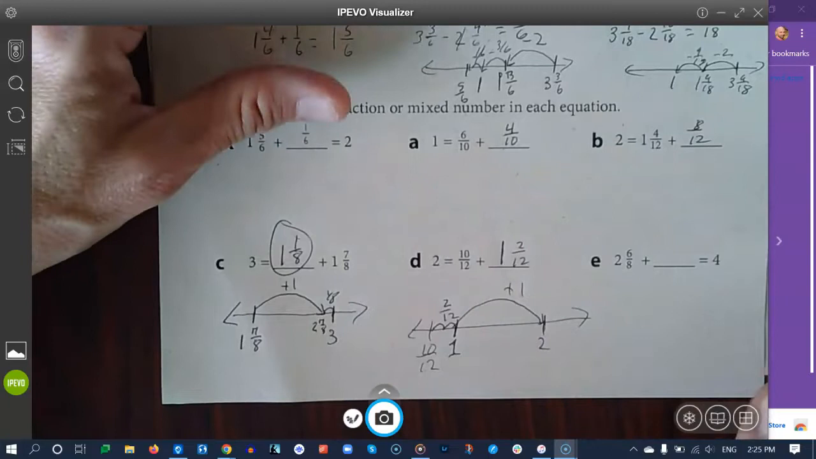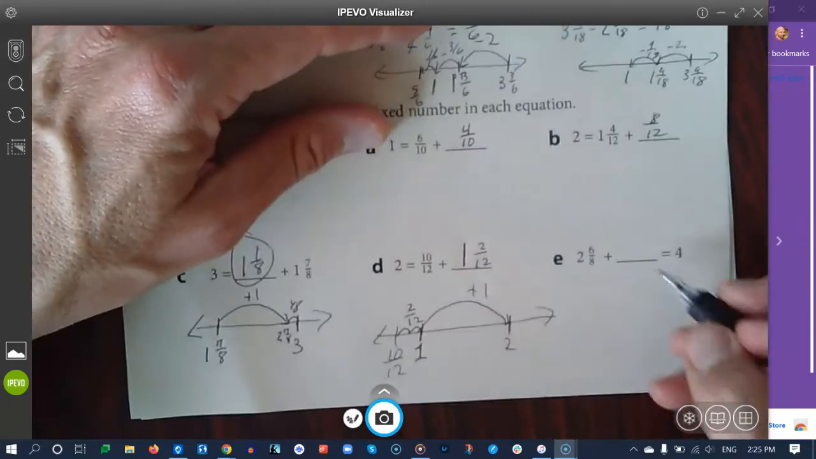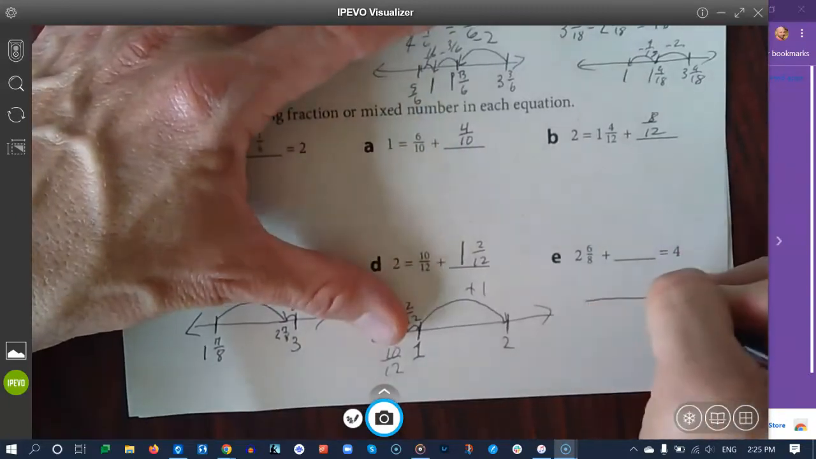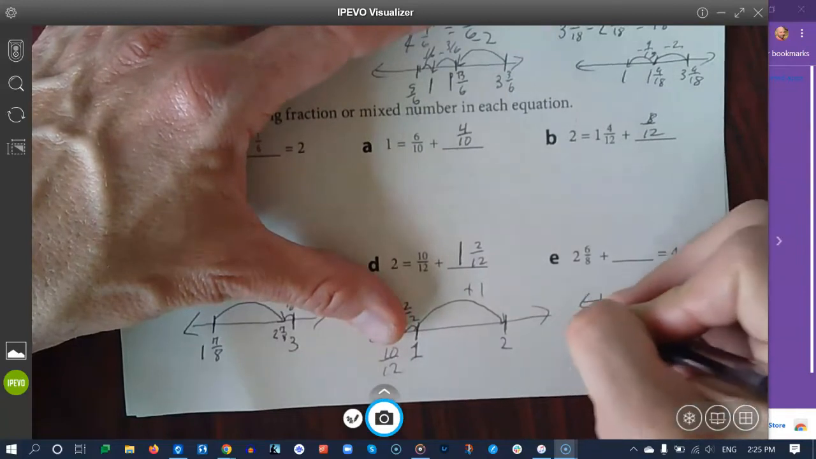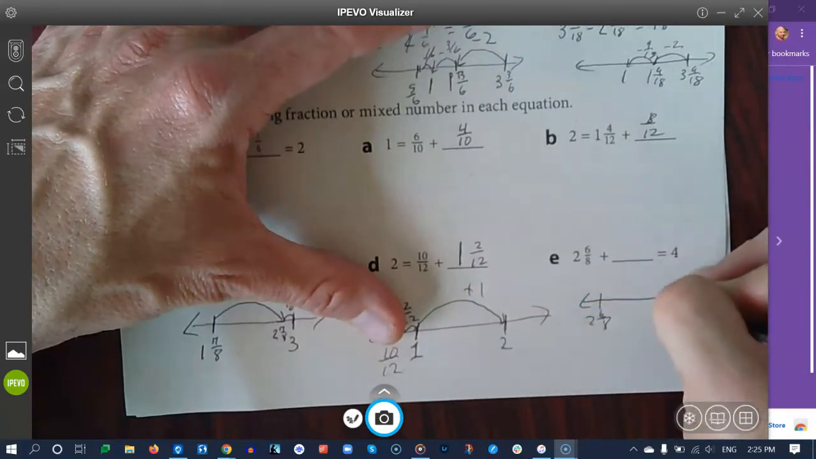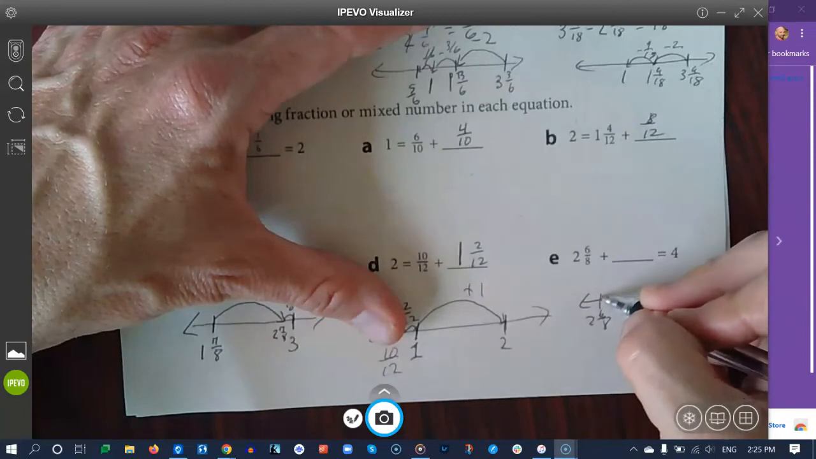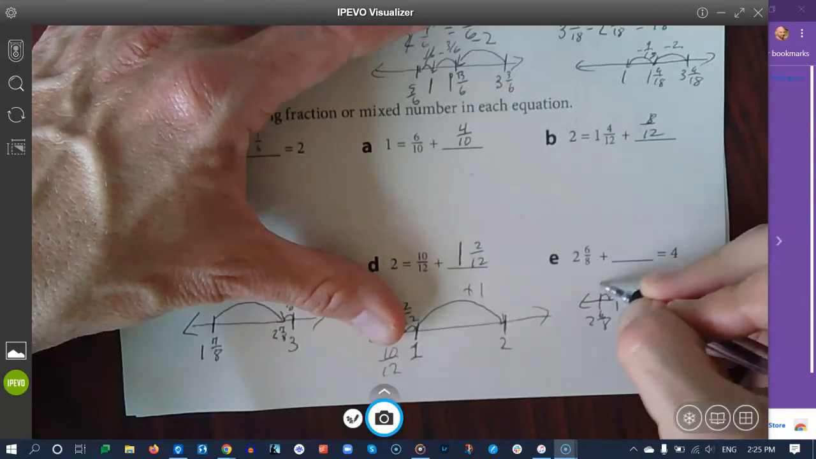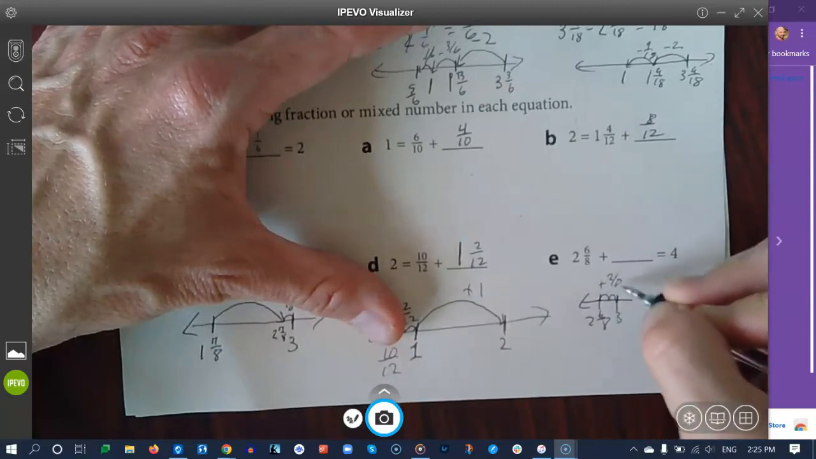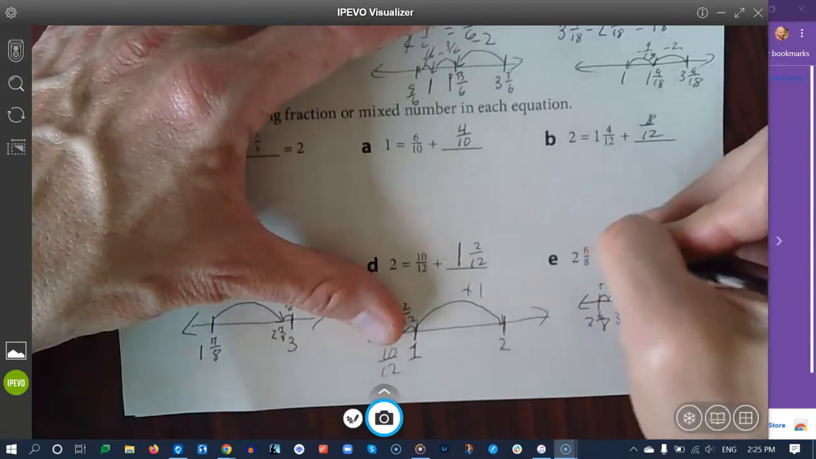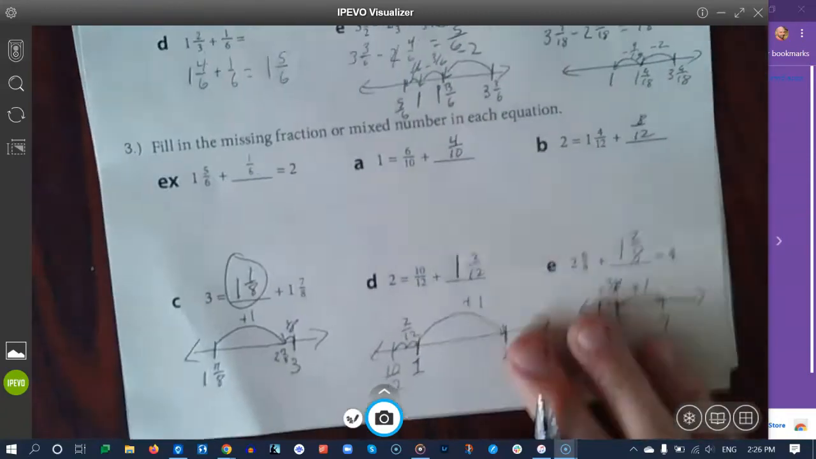So 1 2/12. And 2 6/8 plus something gets me to 4. So you can start at 2 6/8, ending at 4. So I'm going to move 1 2/8, and that gets me to 3, and then one more. That would be 1 2/8.